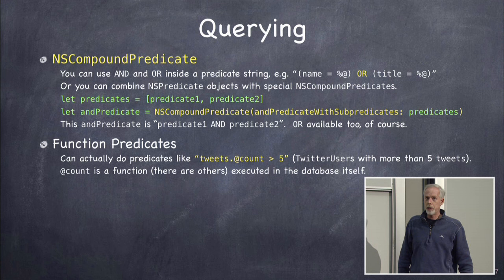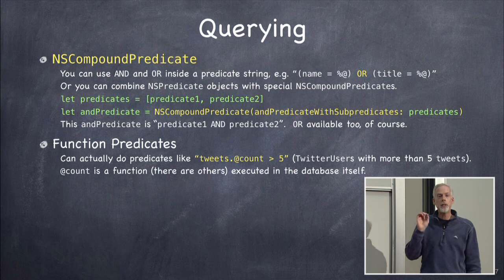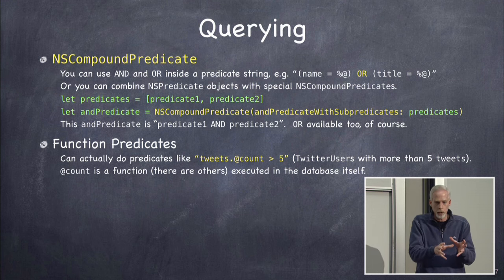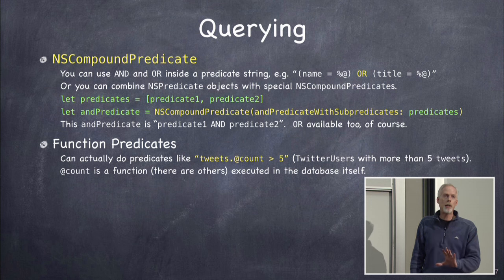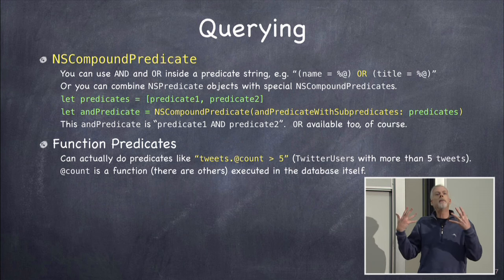There's also function predicates. Now these are super powerful predicates, and you don't need these for your homework, so don't worry too much about these, but they're cool. You can even have a search like this one, tweets.@count is greater than 5. This is a Twitter user search that finds all the Twitter users who have more than 5 tweets. So @count is actually running kind of a function in the database to go count the number of tweets that this Twitter user has. Again, you'll see all this when you go look at the NSPredicate documentation. It's incredibly powerful. You can see you barely have to type anything in as the format string, and you get these really powerful searches.